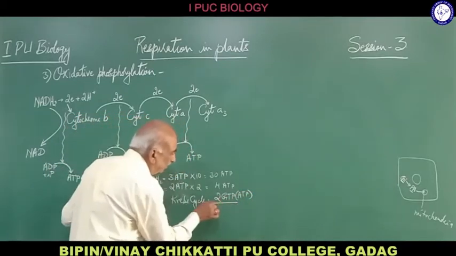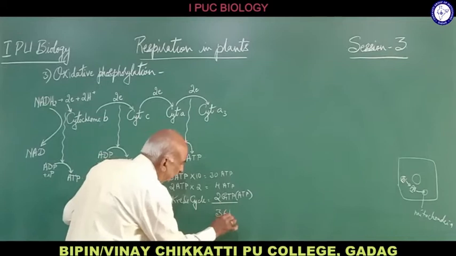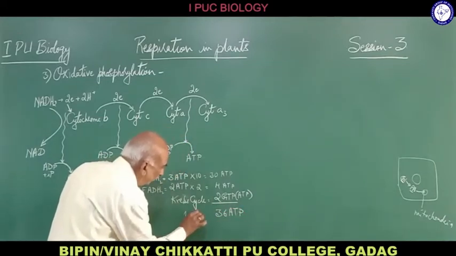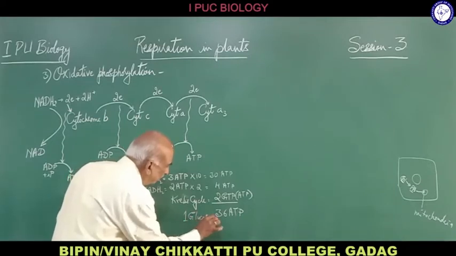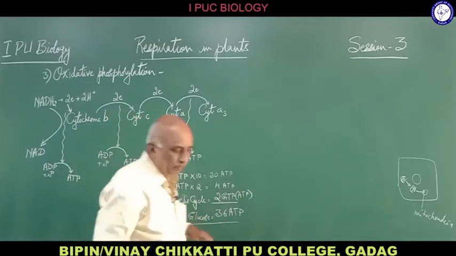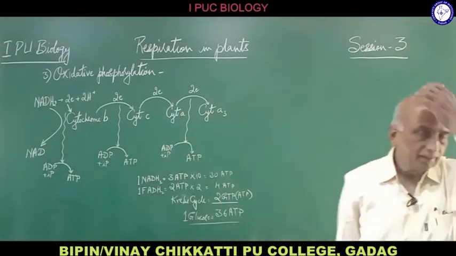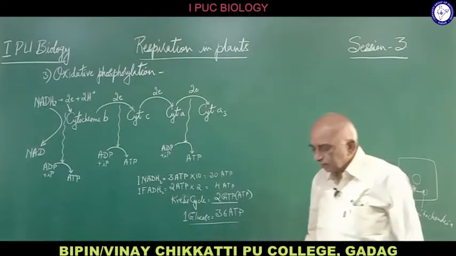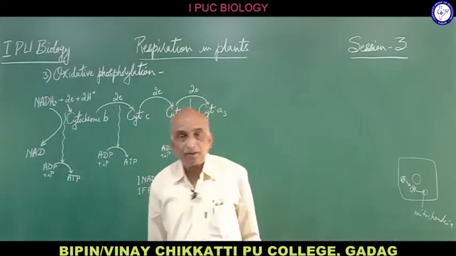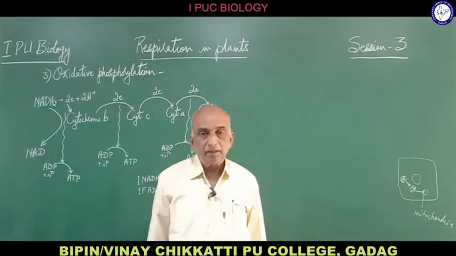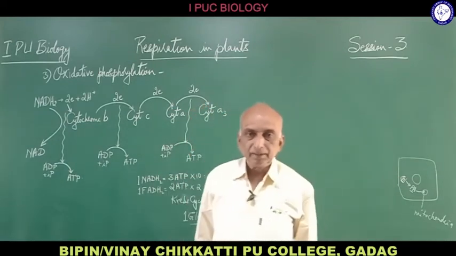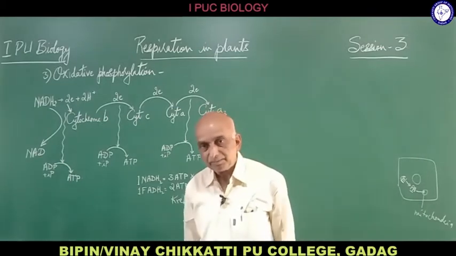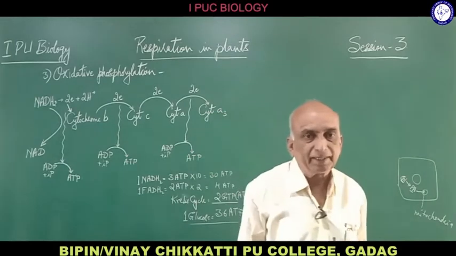So totally we get 36 ATP from one glucose molecule. When one glucose undergoes oxidation, it produces 36 ATP. However, there are 2 ATP during glycolysis. When we mentioned the end products of glycolysis, there is a net gain of 2 ATP. Actually 4 ATP are produced and 2 ATP are utilized. So we get 2 ATP net gain.